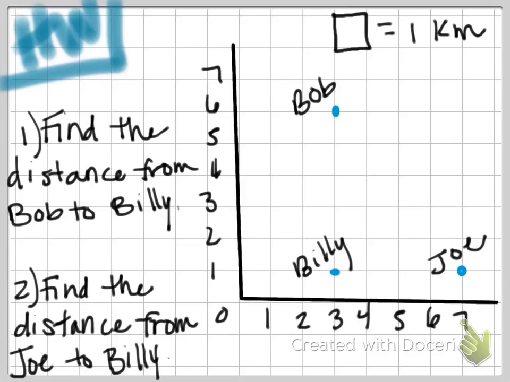So what I want you to do for homework tonight is find the distance from Bob to Billy and also find the distance from Joe to Billy. Notice I have not given you your coordinate pairs, so you'll have to find those first. I did tell you that each square is 1 kilometer, so your distance should be labeled in kilometers. Please post your answer to number 1 and number 2, as well as any questions you have on Edmodo tonight, and we will talk further in class tomorrow.